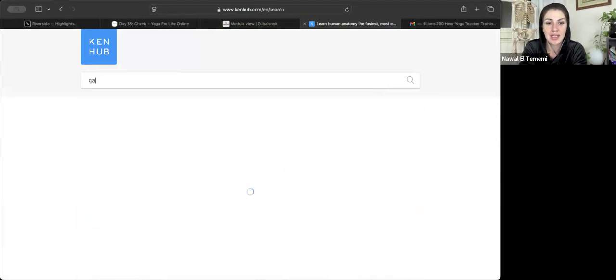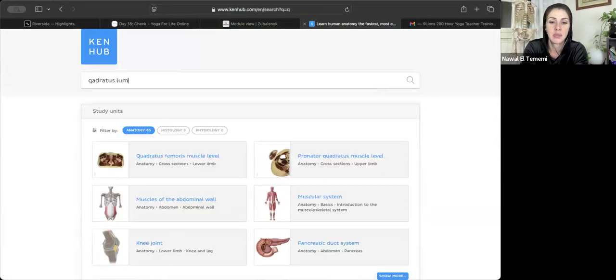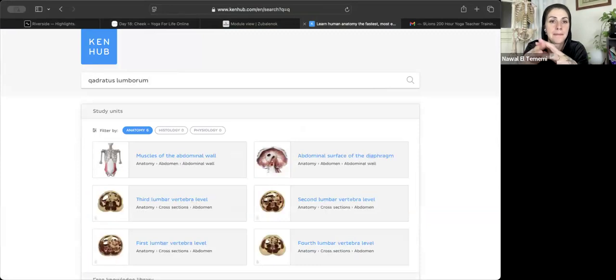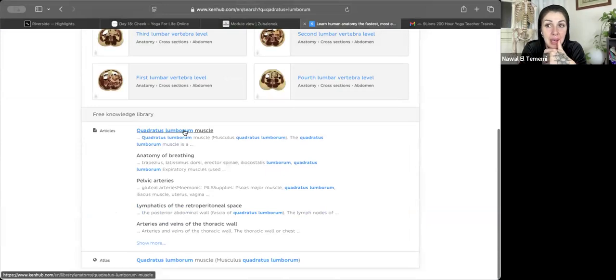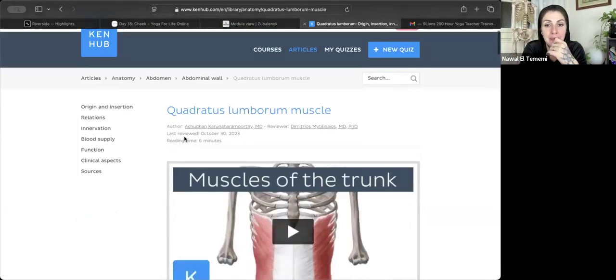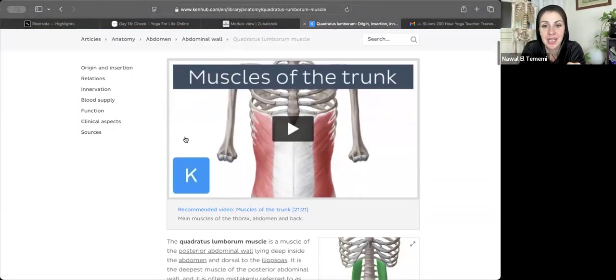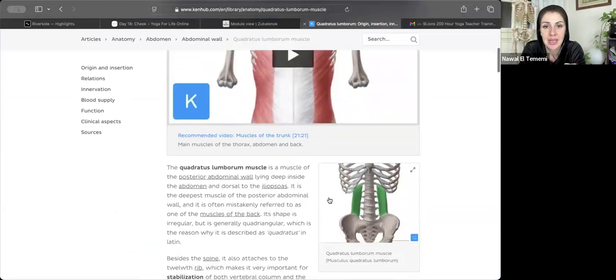QL, quadratus lumborum. Now we're moving into the back body. Again, thinking wrapping. So we were wrapped in the front body. Now we're in the back body. So see this little guy here?